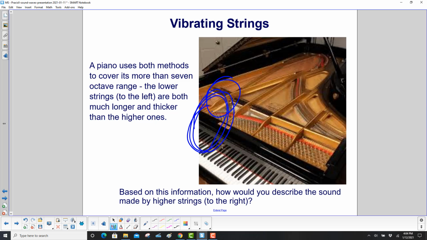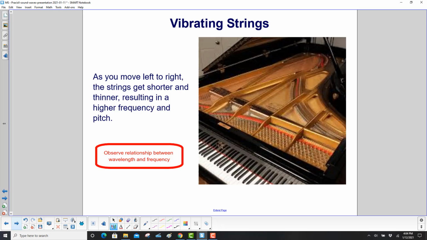Based on this information, how would you describe the sound made by the higher strings to the right? Well, they would have a higher pitch. They are higher notes. As you move from left to right, and actually I already gave you the answer in the previous slide, the strings get shorter and thinner, which results in a higher frequency sound and pitch.